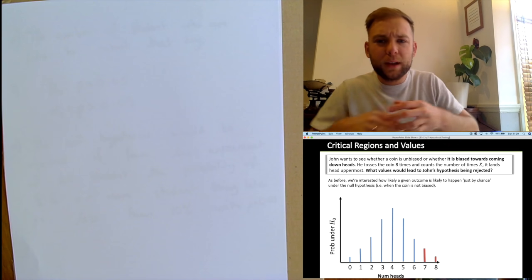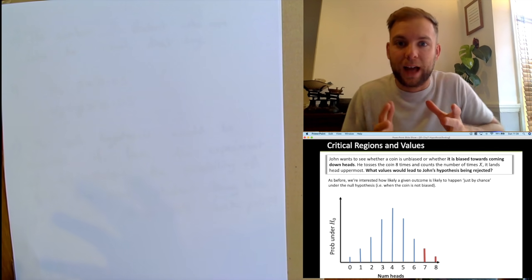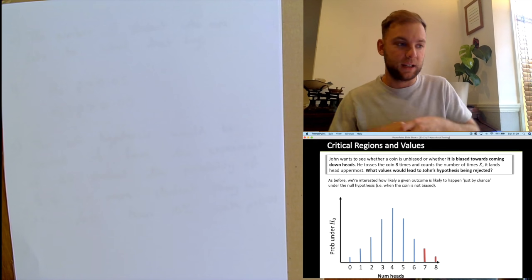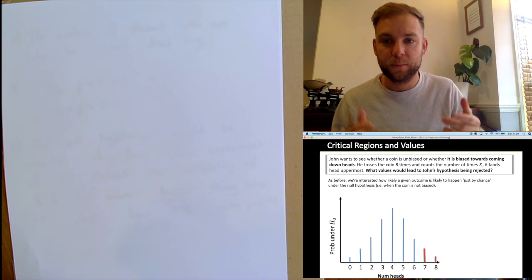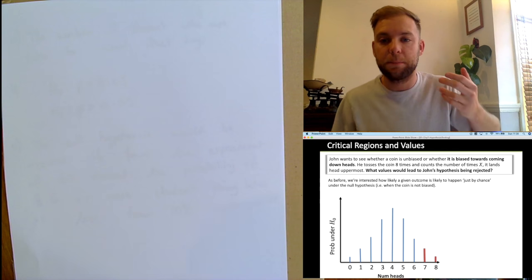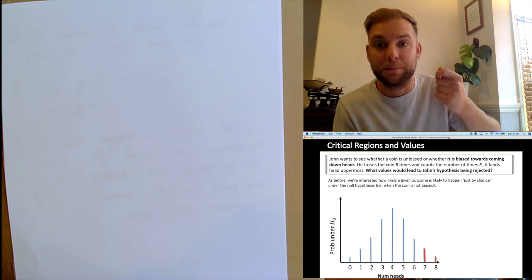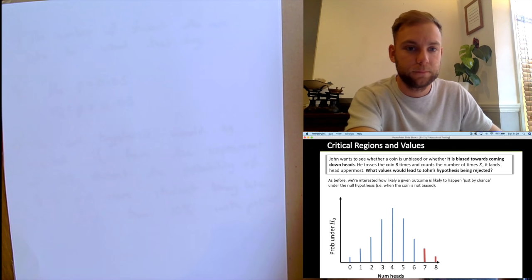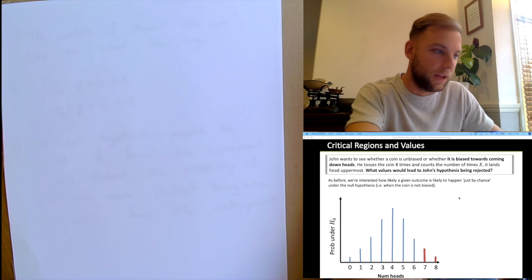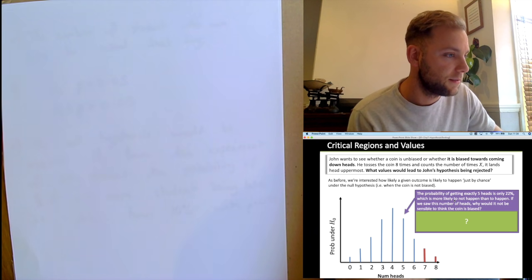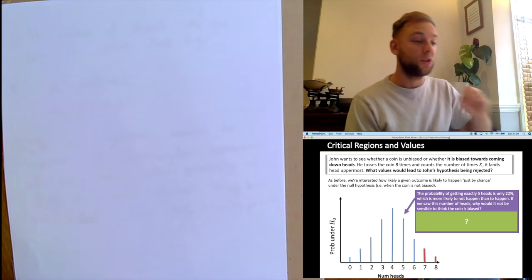So we're not looking at probabilities now, we're looking at actual outcomes, and that's what a critical region is. We're saying we're flicking the coin 8 times. How many heads must I get for me to say that this coin is biased? Okay, so with this one here, the probability of getting heads exactly 5 is only 22%.